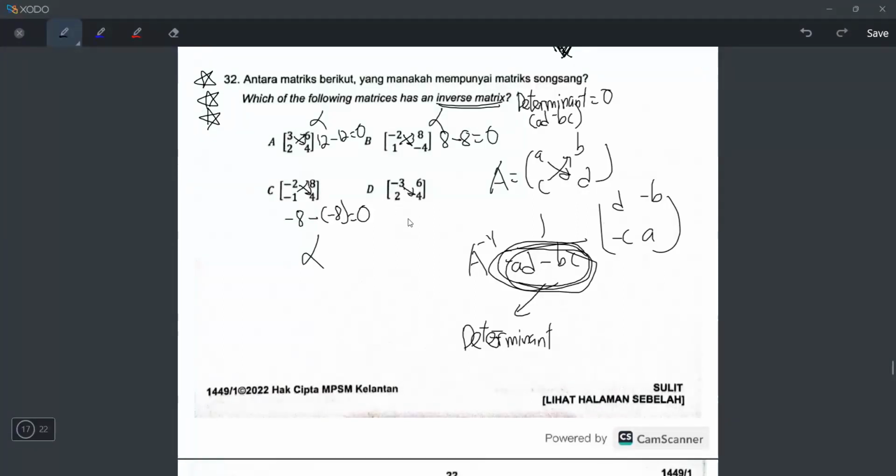What about this? Negative 3 times 4, negative 12, minus 2 times 6, 12, is negative 24. It means if I try to find the inverse for this, I can find it because the inverse exists. And this is the answer. So which of the following matrix has inverse? That's the answer.